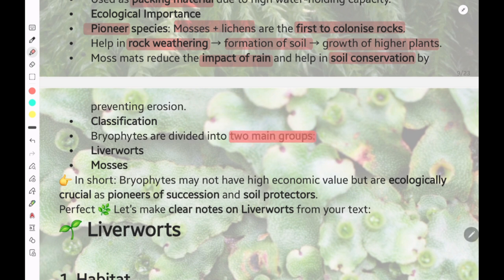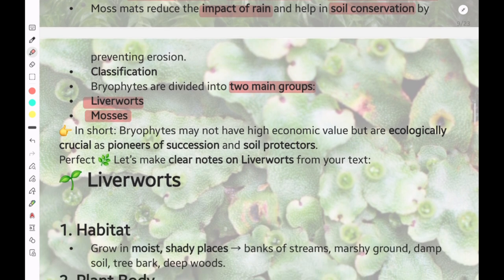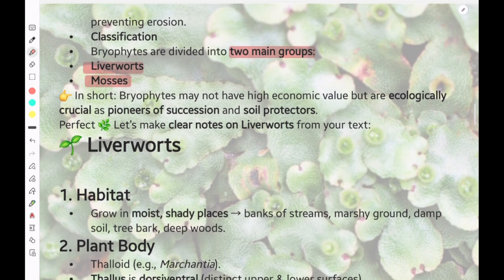Bryophytes are classified into two groups mainly, liverworts and mosses. There is another group which is less known, that is hornworts. Bryophytes may have little economic value but are ecologically crucial as the pioneers of succession and also soil protectors.